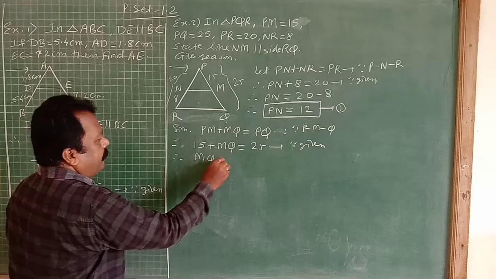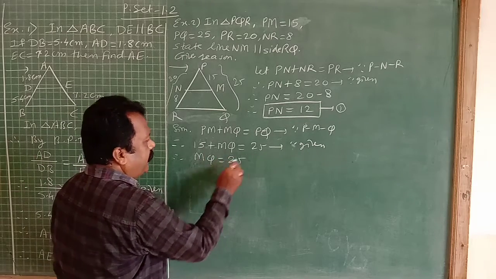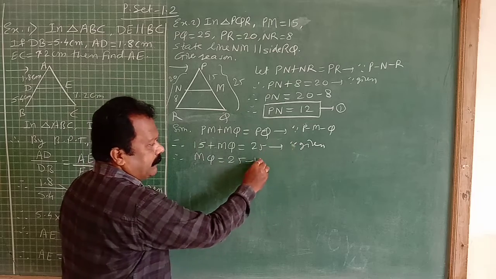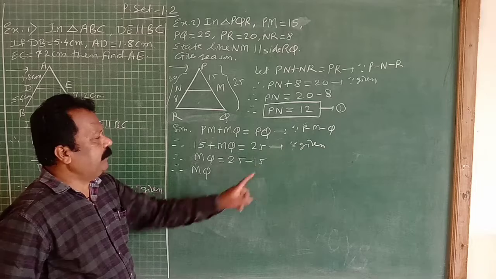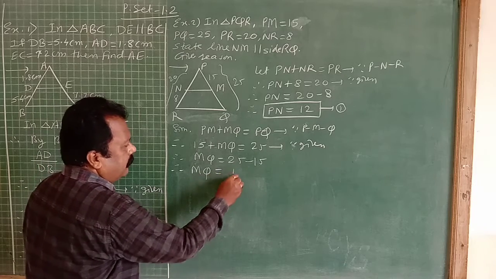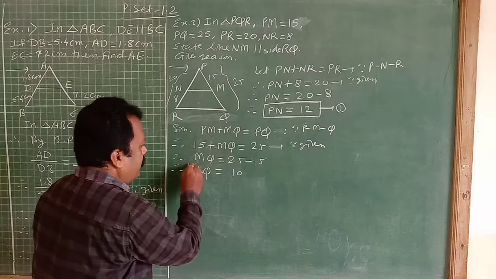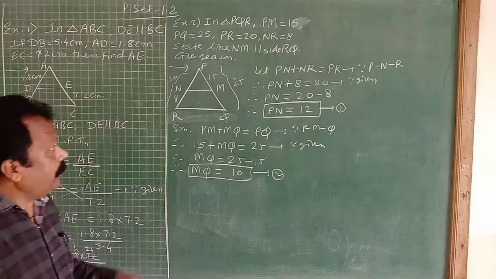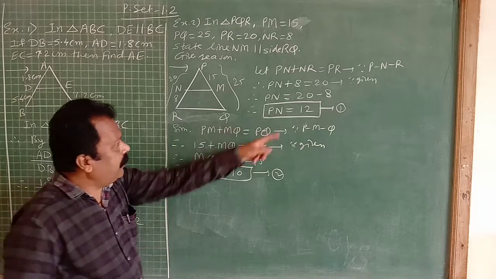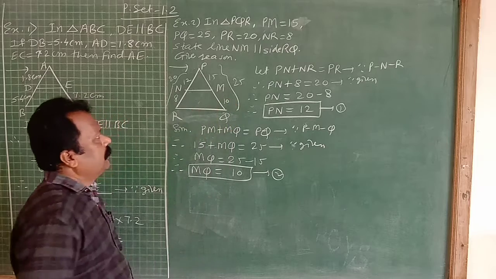Now we have to find MQ. MQ is equal to 25 minus 15. 25 keep as it is, plus 15 after going to the right side becomes minus 15. Now different signs, we have to subtract. 25 minus 15 is 10, bigger number's sign plus. So MQ is equal to 10. This is the second result we got. Now what values did we get? PN is equal to 12 and MQ is equal to 10.